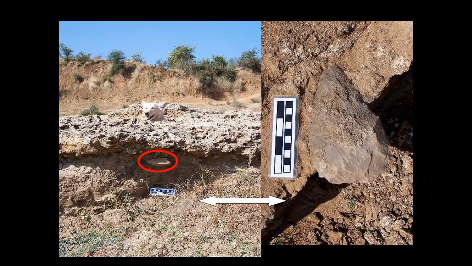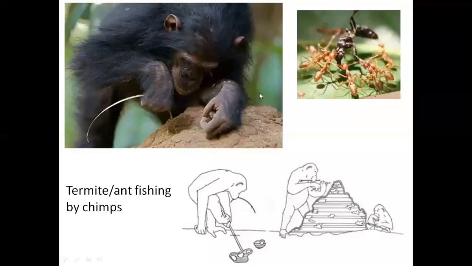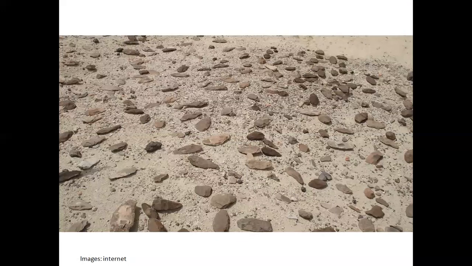There are other sites where we have sometimes hundreds or thousands of artifacts. This can represent multiple visits to the same site again and again. It can be in one generation, it can be over many, many generations.